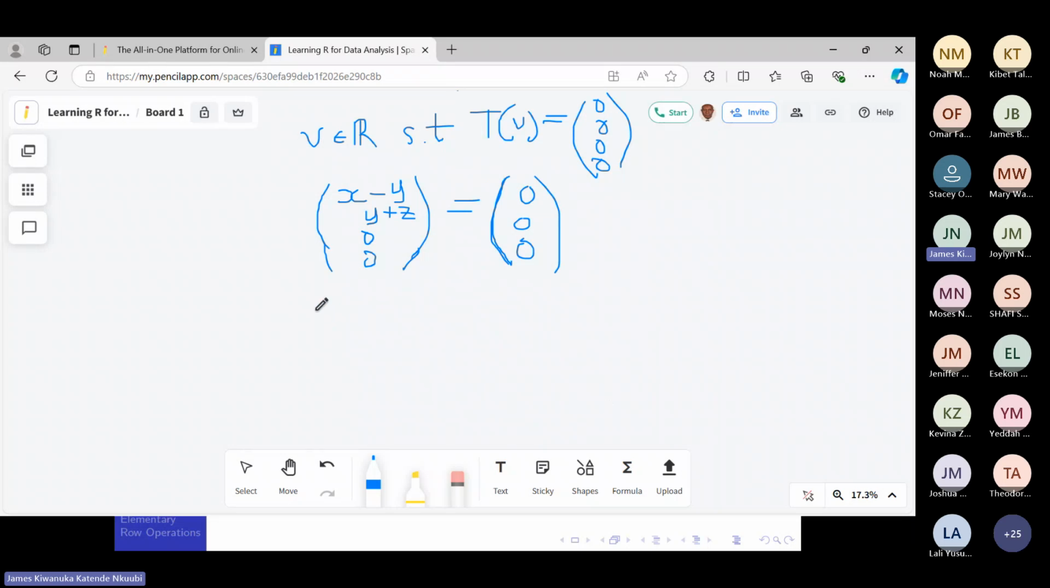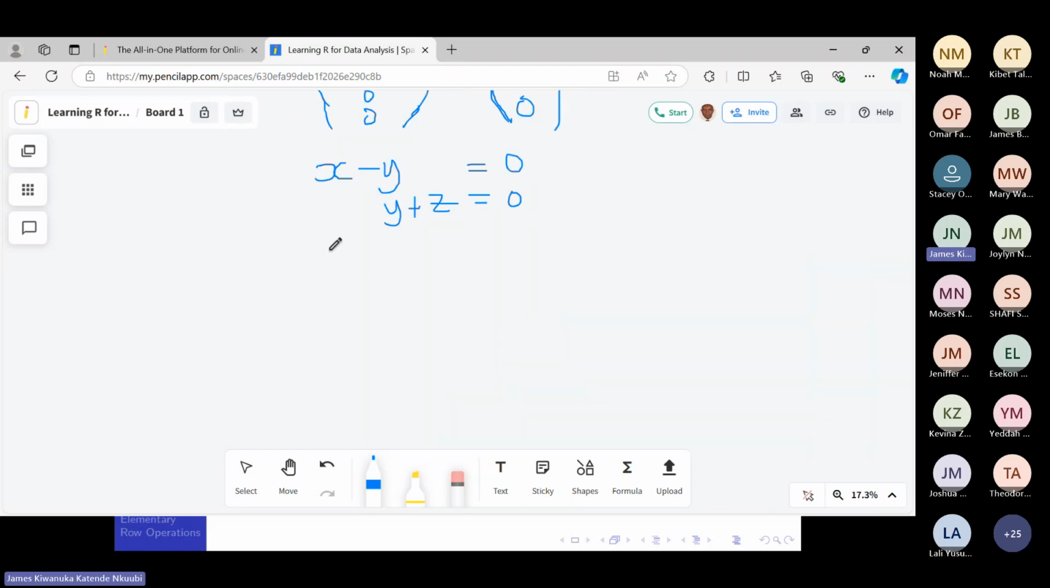So what you end up trying to solve is a system of linear equations in 3 variables: X minus Y is equal to 0, Y plus Z is equal to 0. If you find a solution to this, then you will have found a kernel. Maybe we should proceed and complete this.